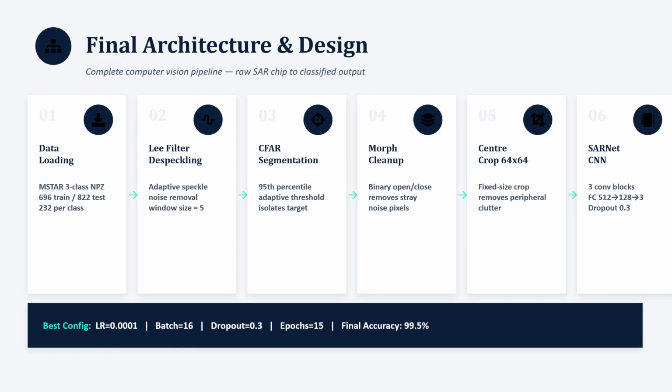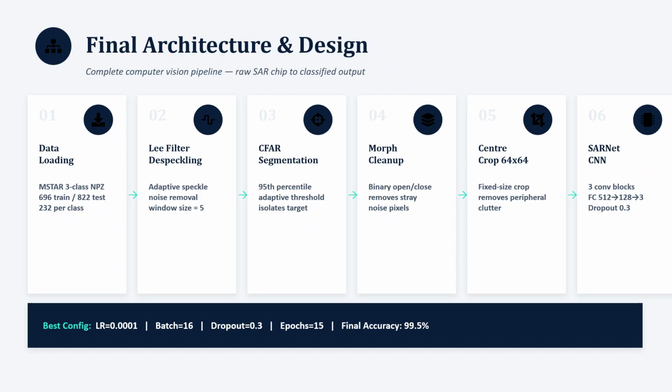Here, my complete pipeline has 6 steps. First is data loading from the MSTAR dataset, which contains 696 training chips and 822 test chips across 3 vehicle classes, which are BMP2, BTR70, and T72.